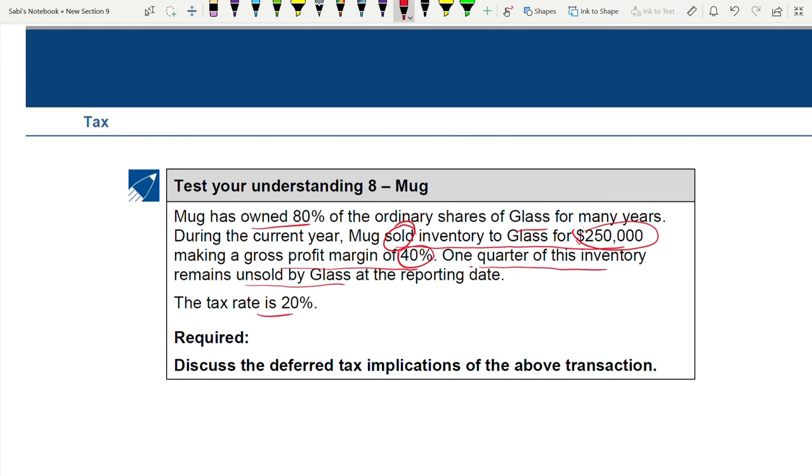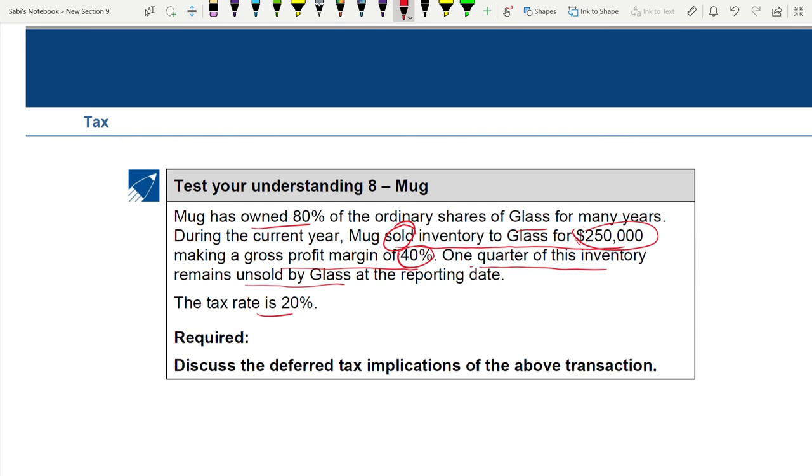This is why you need to think a little bit out of the box. Sometimes they will not give it directly. I told you, they will never spoon feed you in SBR. They will not give you everything directly. You have to work hard for it. But you will be given information through which you can find out indirectly. You have to extract it. So sales is 250.